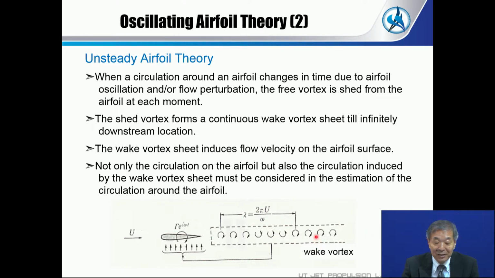The wake vortex sheet induces flow velocity on the airfoil surface. So this wake vortex affects the blade force every time. And not only the circulation on the airfoil, but also the circulation induced by the wake vortex sheet must be considered in the estimation of the circulation around the airfoil. So this is an unsteady, oscillating airfoil theory.